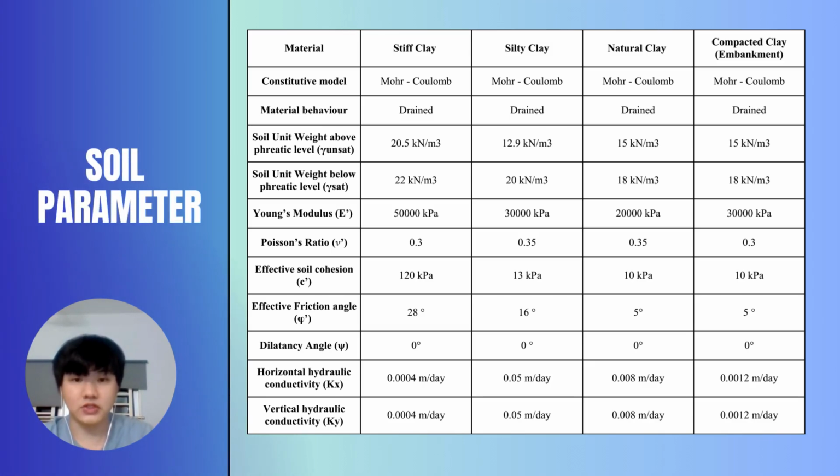Next, let's look at the soil properties. We use the Mohr-Coulomb model for all materials. We enter data like unit weight, Young's modulus, and cohesion for each layer. This value tells us how strong or soft the clay is. We also include the permeability, which is very important for calculating how water leaves the soil over time. Lastly, the water level is set at 2 meters deep.